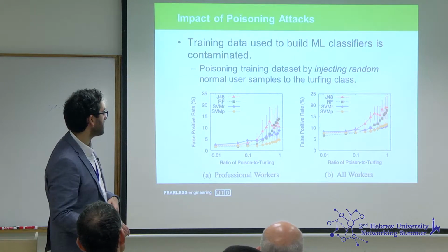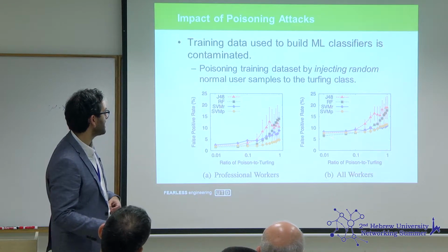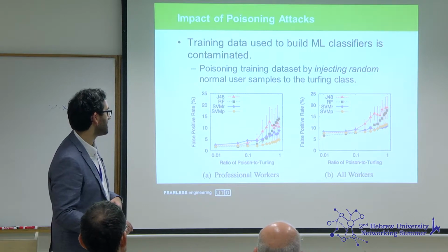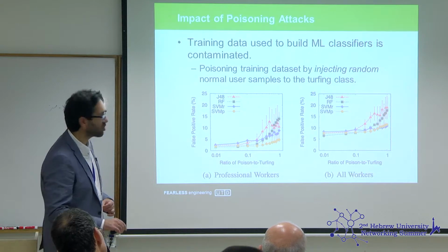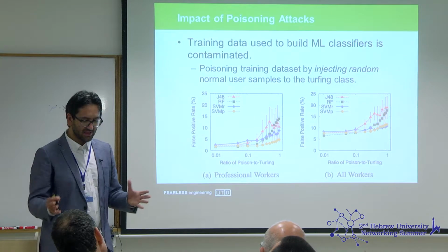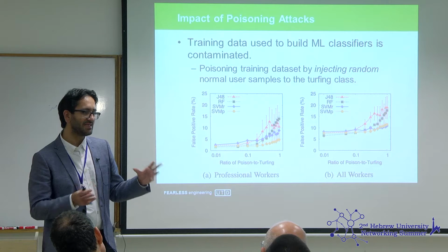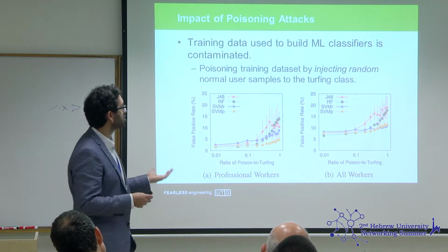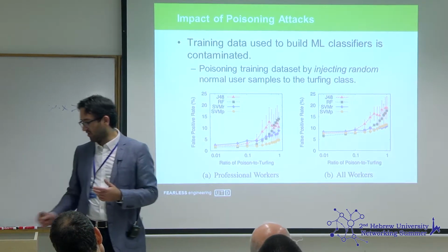And this is for all workers setting, active and everything. They see still a similar jump, but of course this is quite significant. Ratio 1 means that if you have 10,000 turfing examples, the attacker can add 10,000 fake instances. So I think it's much harder for an attacker to have such high ratios.